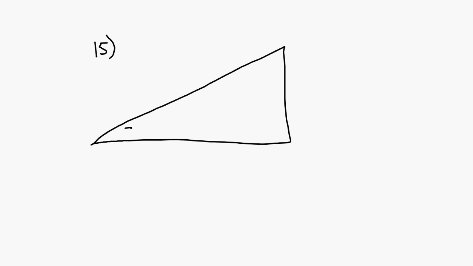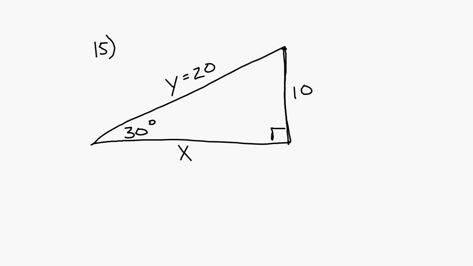Number 15. Find the value of the variables. If your answer is not an integer, leave it in simplest radical form. Alright, so this 10 side right here, it's opposite of the 30-degree angle. So it's the short side. Short side times 2 equals the hypotenuse. So the hypotenuse here equals 20.